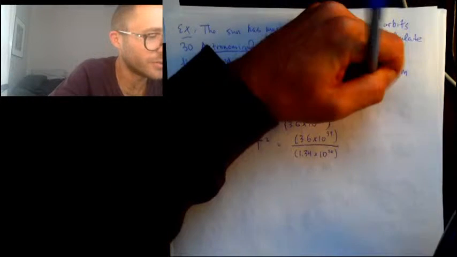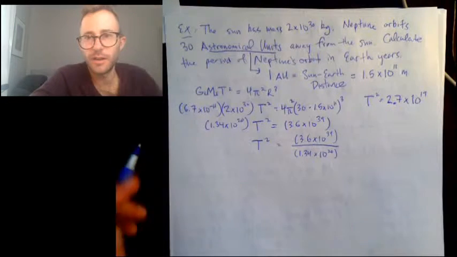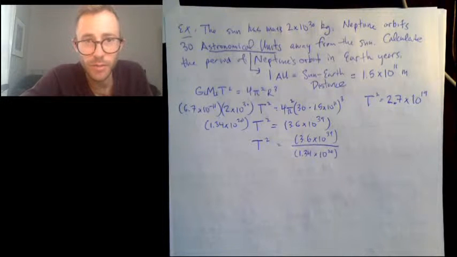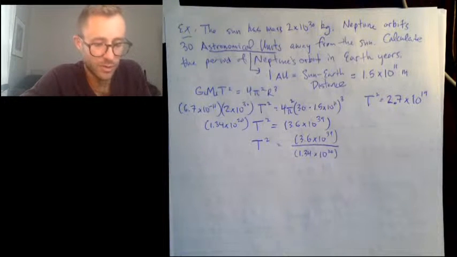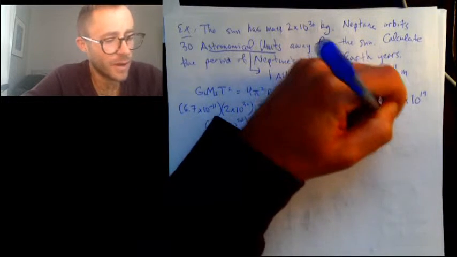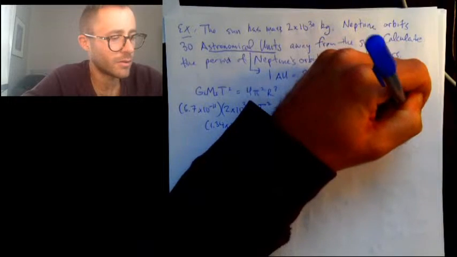So what we get is period squared equals 2.7 times 10 to the 19th. And then this is T squared, so I have to take the square root. Again, taking the square root, I'm going to put the entire scientific notation number in parentheses. Okay. And I get the period is 5.2 times 10 to the 9th.